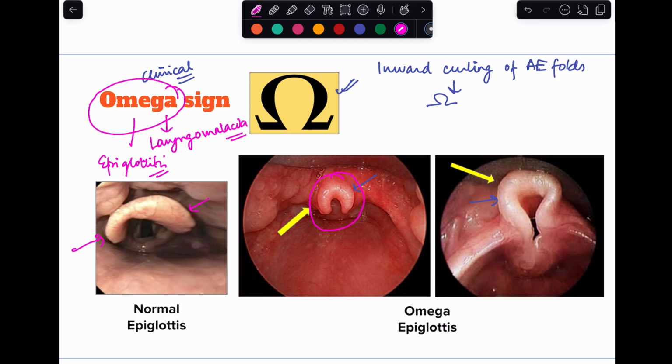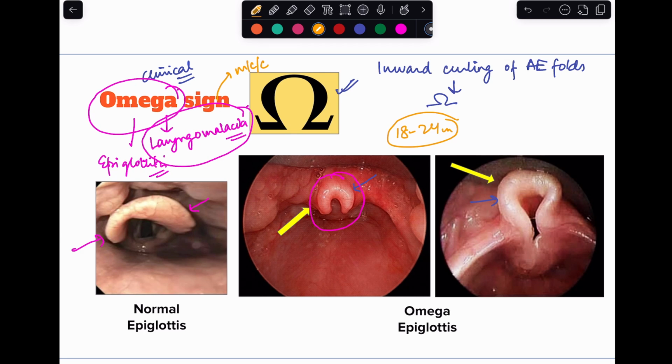Now, can you tell me what is the most common cause of stridor in infants? This is in fact laryngomalacia. Laryngomalacia is one of the most common causes of stridor that we see in infants, and this is a disorder in which most of the cases end up resolving spontaneously by about 18 to 24 months of age. Most of the time you do not need to do any treatment at all.